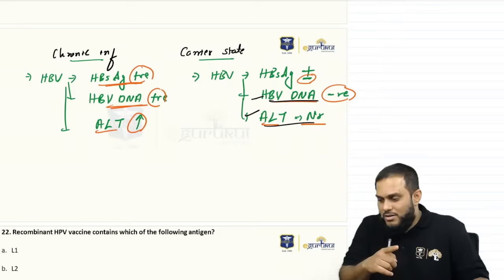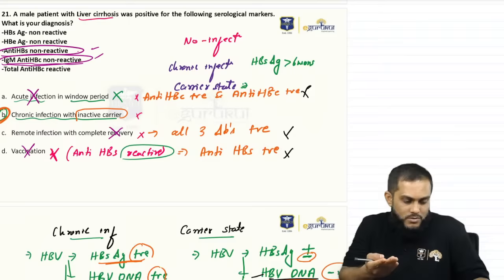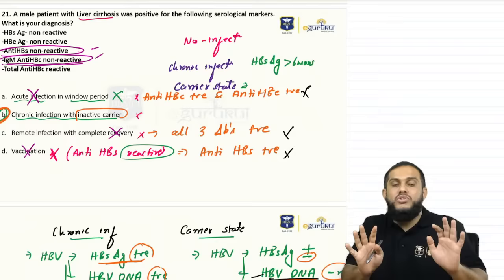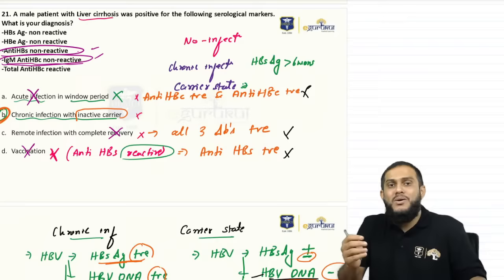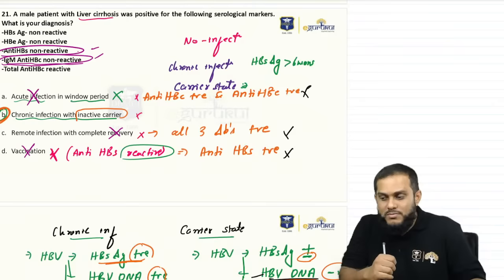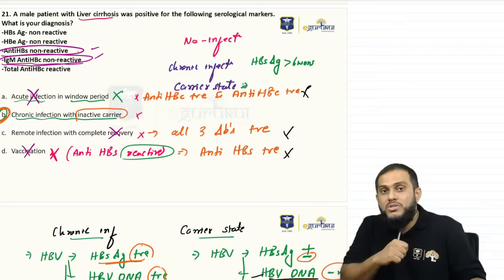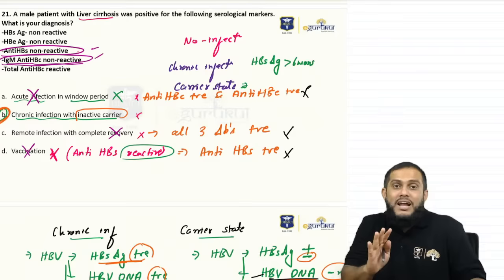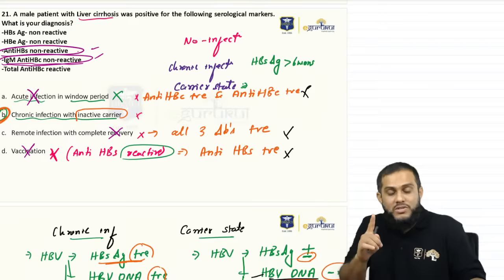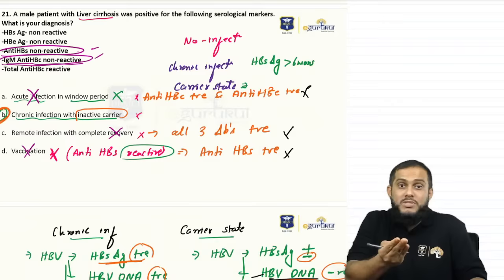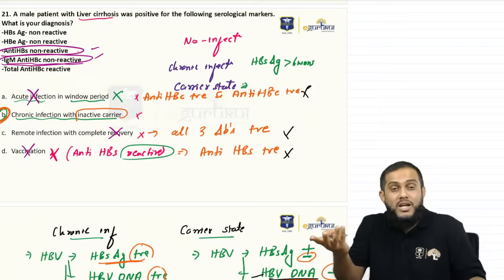Remote infection with recovery: IgG anti-HBc positive, yes, very good. I agree, in recovery IgG anti-HBc will be positive, right answer. Total anti-HBc is positive, IgM is negative, which means IgG anti-HBc is positive. But why is anti-HBs non-reactive? Anti-HBs should also be positive. In recovery, anti-HBs can't be negative. What you said is right, but it should be reactive.